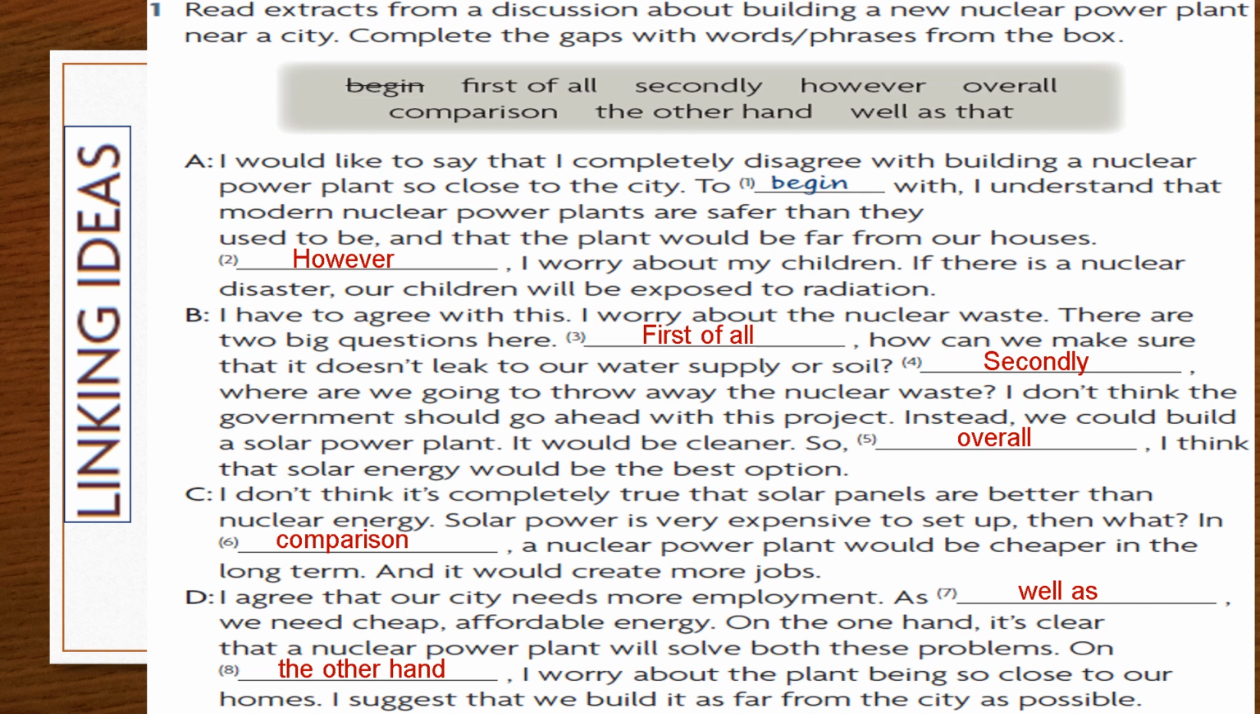So these are the linking ideas. Some expressions, words and phrases are used in contradicting sentences, like however, like on the other hand. Others are used to start the argument, first of all, and continue giving more examples, secondly, and then conclude, like overall. Some are used to compare two things together, in comparison.